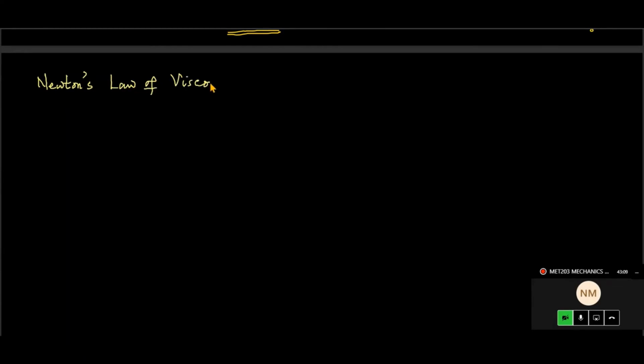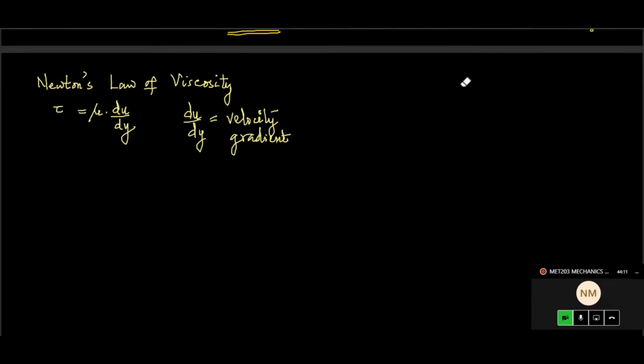Newton's law of viscosity: the shear stress acting on a layer of fluid, tau, is directly proportional to the rate of shear strain or velocity gradient normal to the flow direction. That is Newton's law of viscosity. Its expression is tau is equal to mu into du by dy. And du by dy is what? It's the velocity gradient normal to the flow direction, that is the y direction.